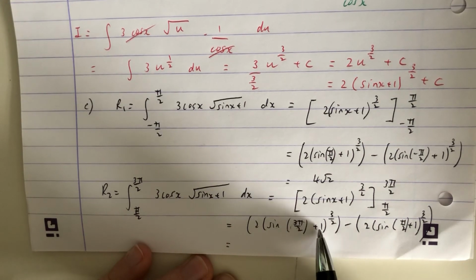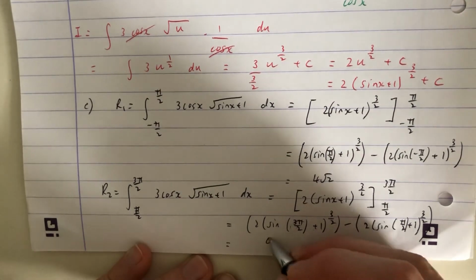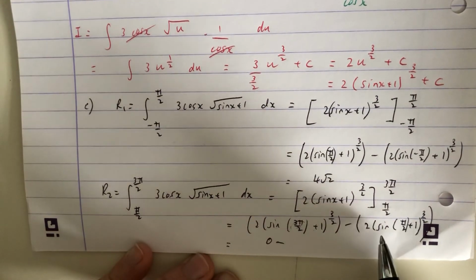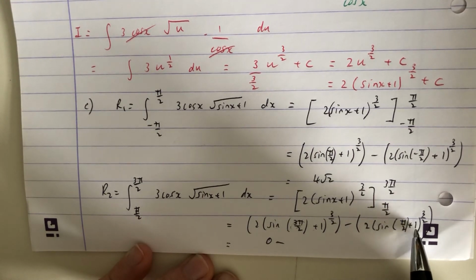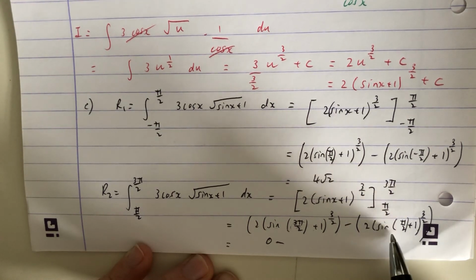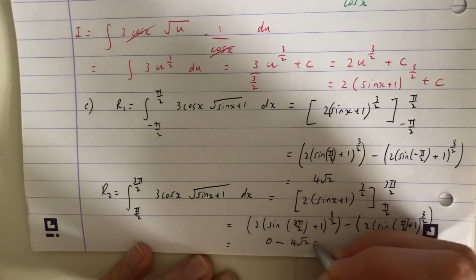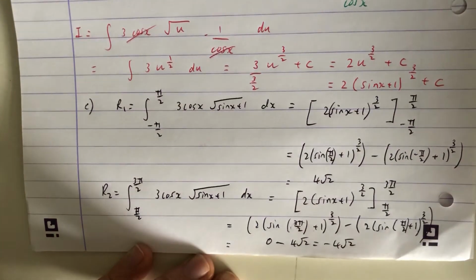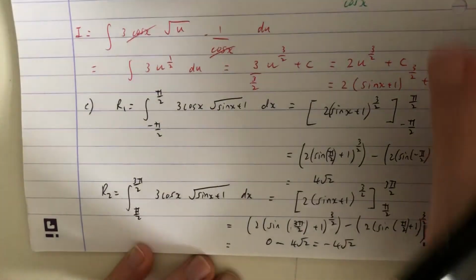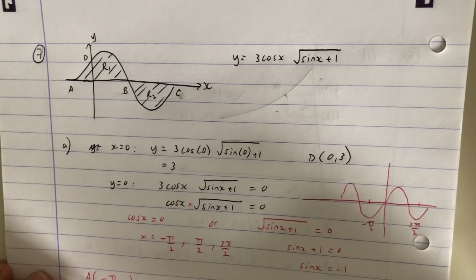Minus 1 plus 1 is 0. 0 to the power of anything is 0, and then times by 2 is still 0. Subtract sine pi by 2 is 1, plus 1 is 2. 2 to the power of 3 over 2 is square root, which is root 2. Cube that, which is 2 root 2. Then times by 2, which is 4 root 2, which is minus 4 root 2, which kind of does make sense because remember, integration gives you directed area.